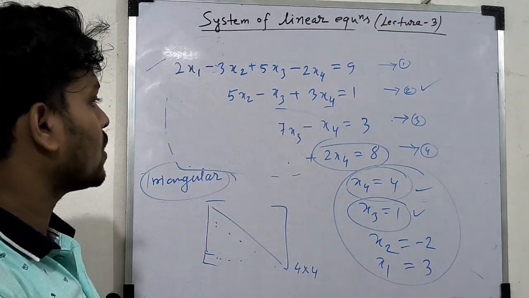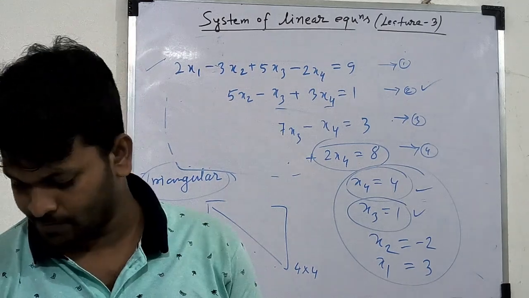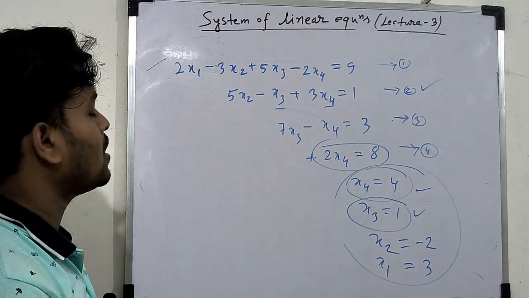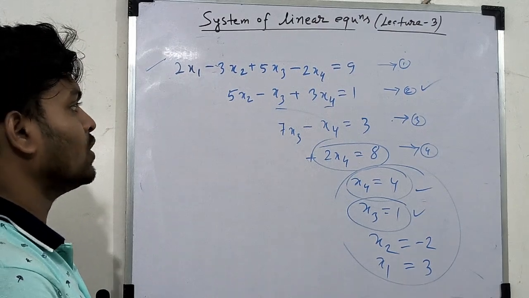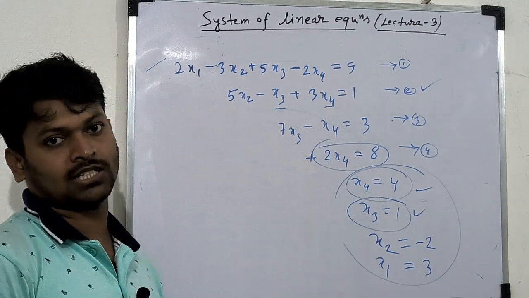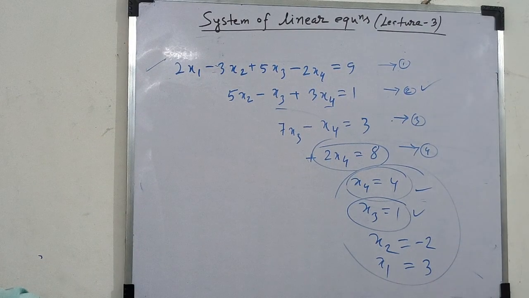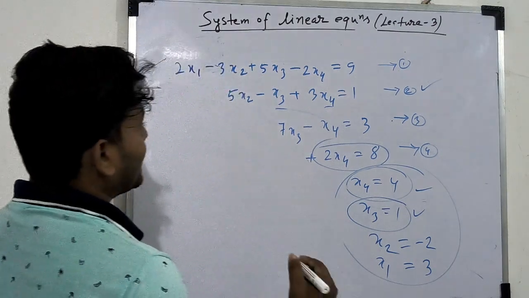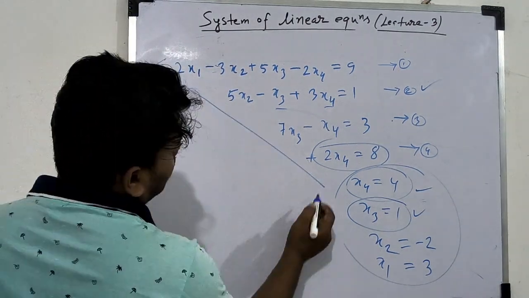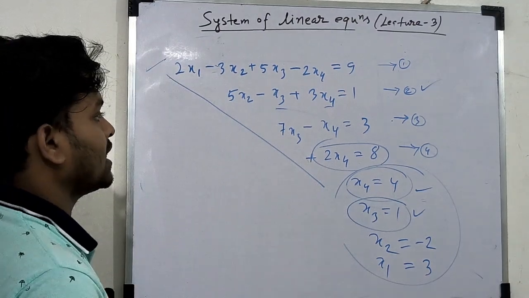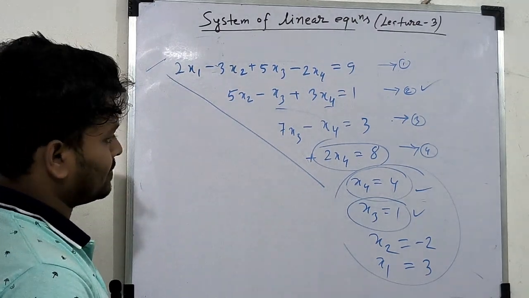So our main aim will be to write a system of linear equations in triangular form, and to do that we will use some operations called elementary operations. By elementary operations we can make the triangular form of a system of linear equations. So we will discuss that.